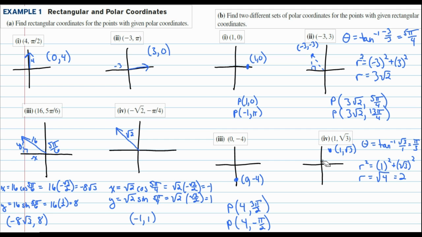So that's a distance of 2 away from the origin, which means the polar coordinates I found are 2, pi over 3. Another way of expressing that might be -2, -2 pi over 3. So if I rotated -2 pi over 3 and went in the opposite direction 2, I'd still get that point in rectangular coordinates 1, square root 3.